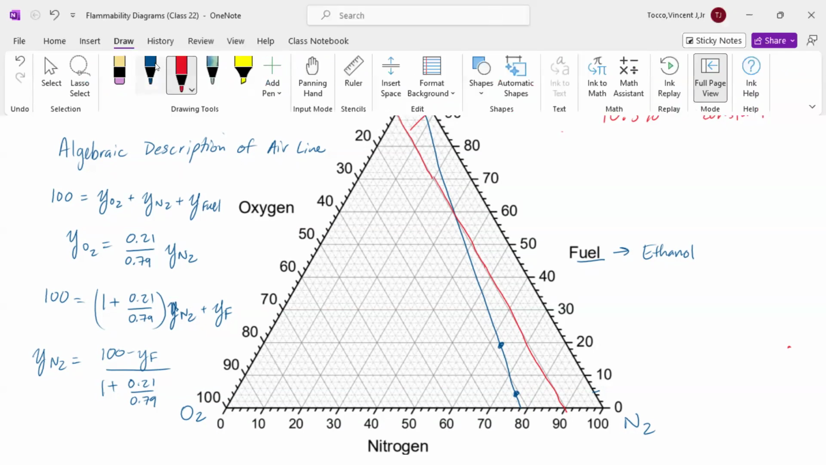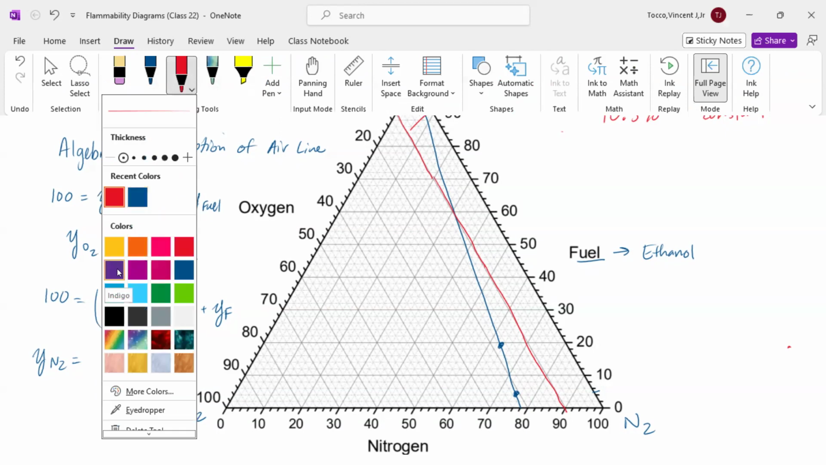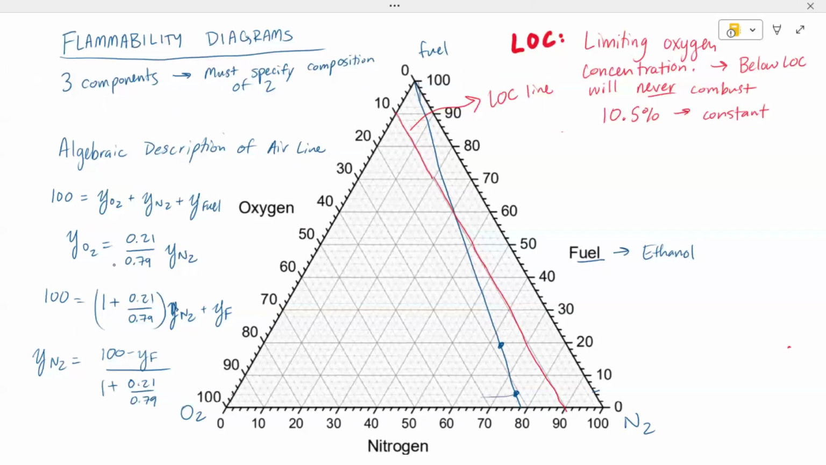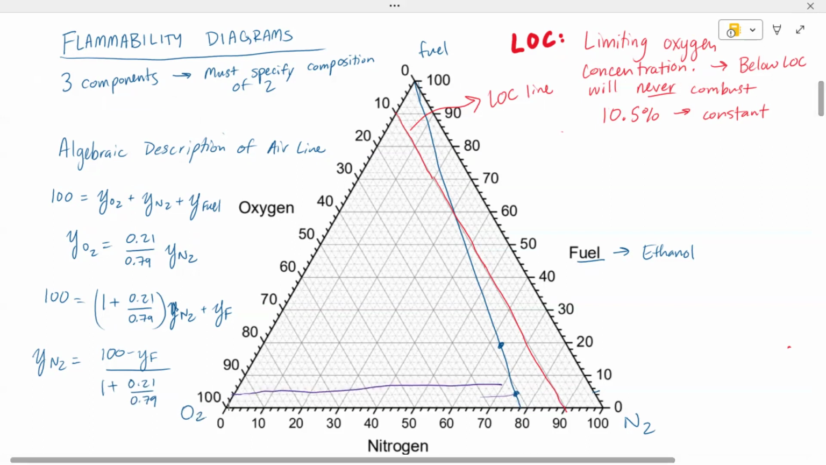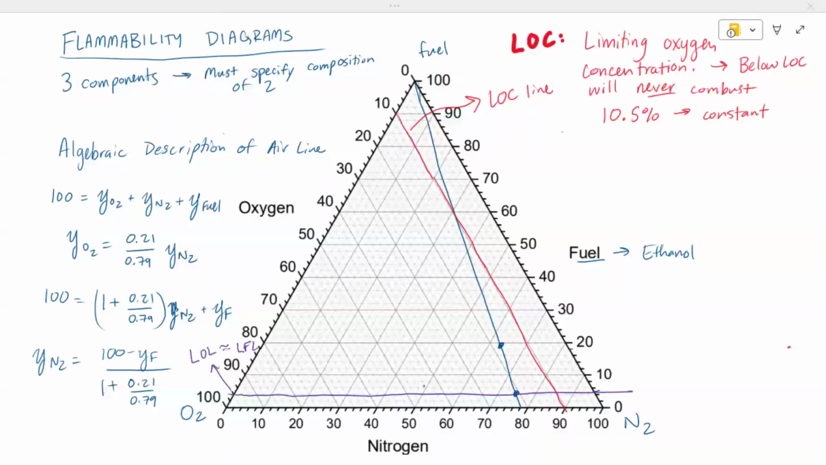The next thing I want to do is extend my LFL point and argue that the LOL is equal to the LFL. So this is supposed to be a straight horizontal line, and I said it was 4.3%. So I'm kind of using that as a guide. Let me get this better. And that looks pretty good.